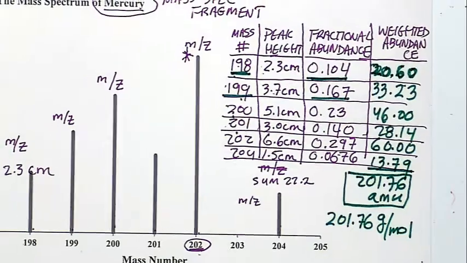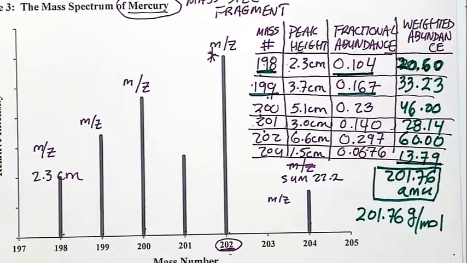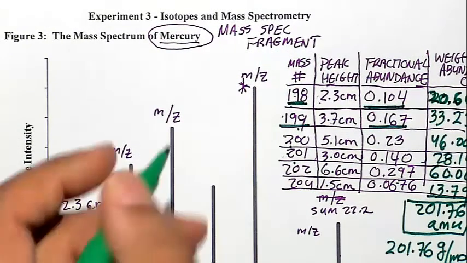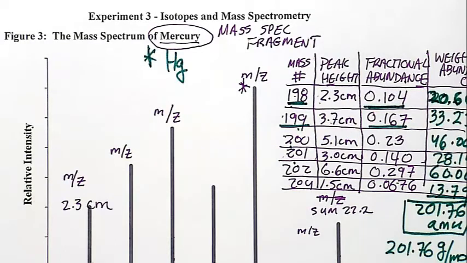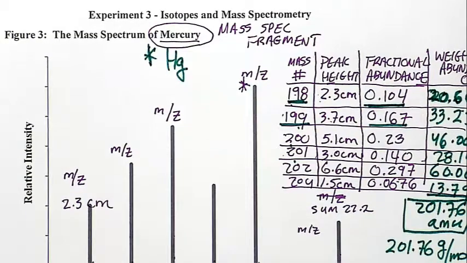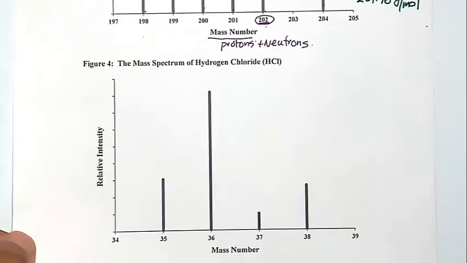So that is the lab that you'll be performing for lab 3. You're going to construct a table. Now, one thing, this is pure mercury, which we know has the elemental symbol of Hg. What about something that has more than one atom?